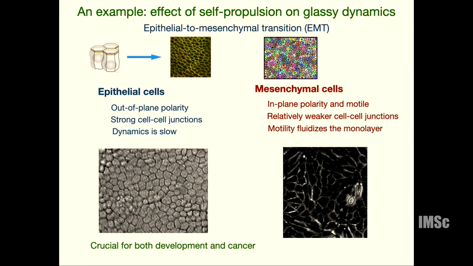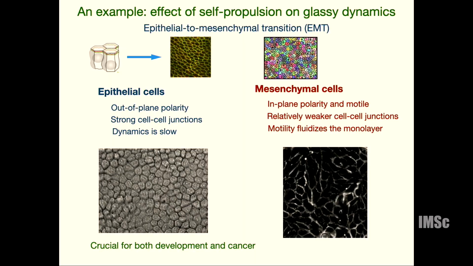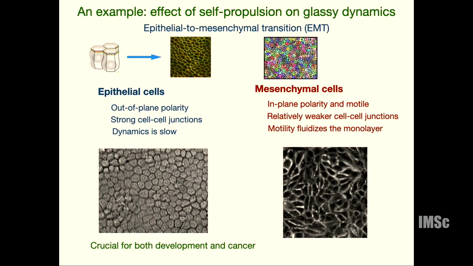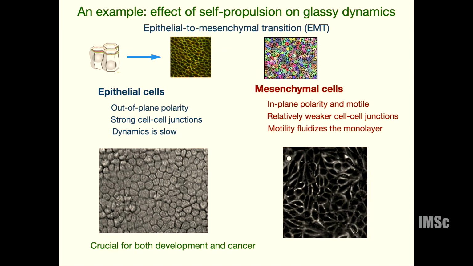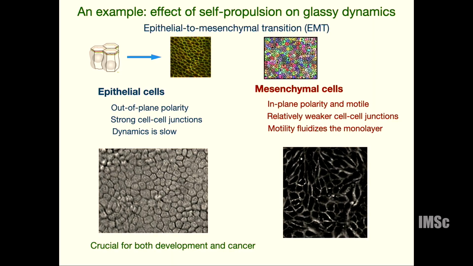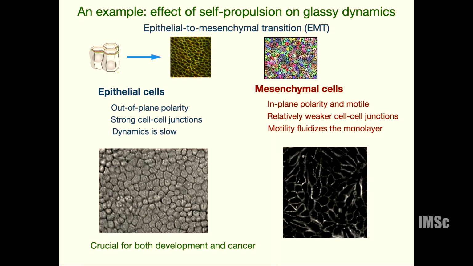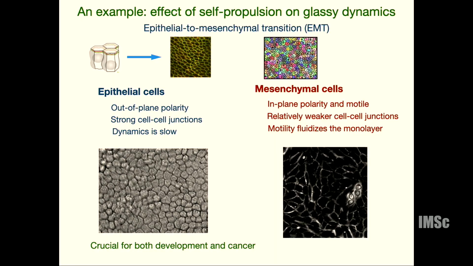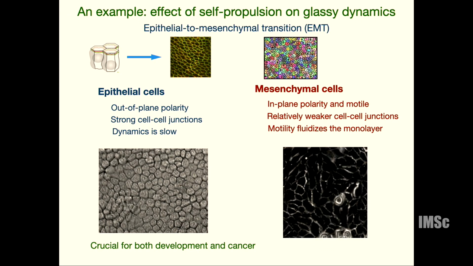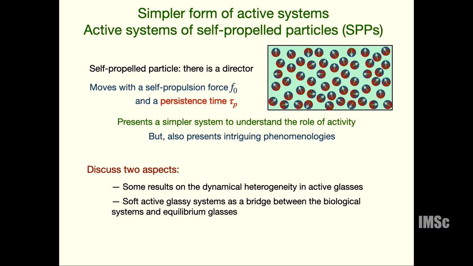In contrast, when they become mesenchymal, this out of plane polarity is lost. Instead, the cells acquire in plane polarity, and then they become motile. So they become active. In that case, the cell-cell junctions become relatively weak, and activity basically fluidizes the monolayer. And ironically, the same process, the epithelial to mesenchymal transition, is crucial both for development in the healthy scenario and also for cancer progression. So it is quite important to understand how activity affects the glassy dynamics in this type of system.